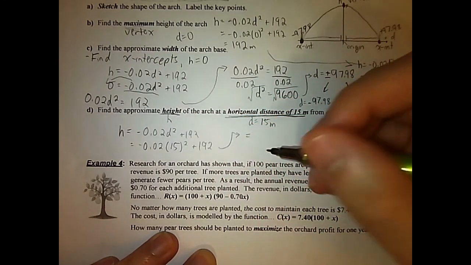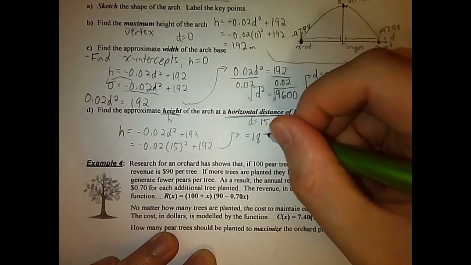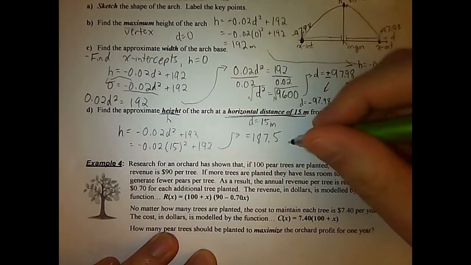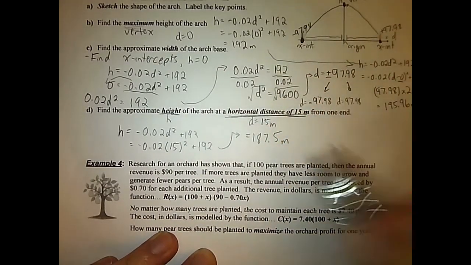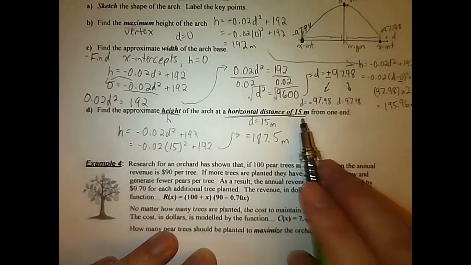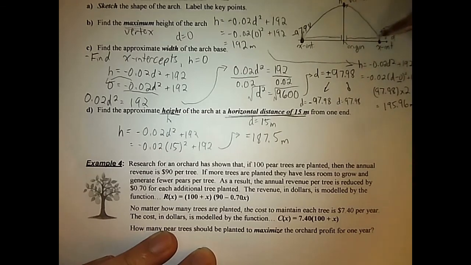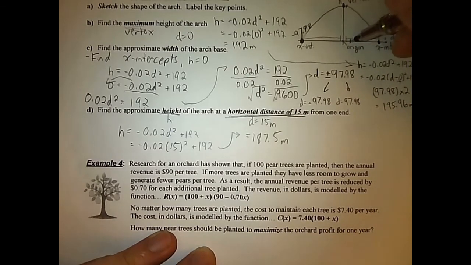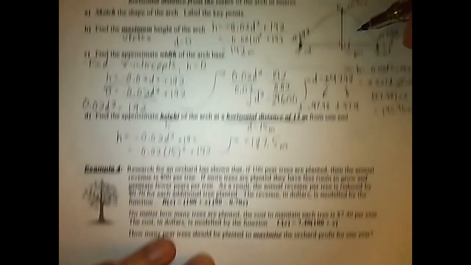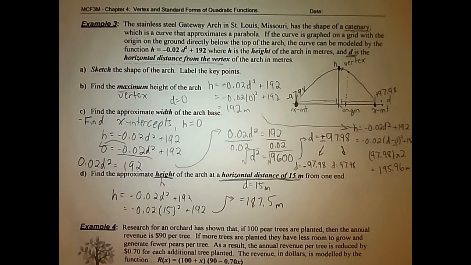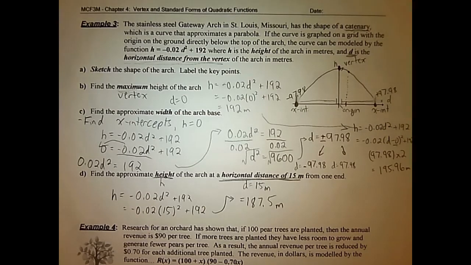And then we get 187.5 if I do all of this. So the height is 187.5 meters at 15 meters. Now what does this mean? Well, if I have a horizontal distance of 15 meters, that's like over here. Oops, I'll do it over here. The height of the curve is like here, which we're saying is about 187.5 meters.